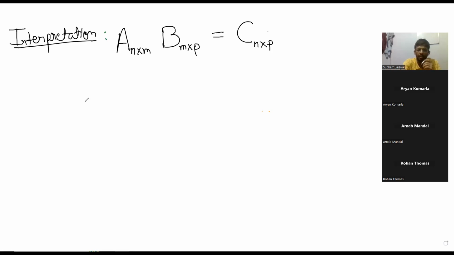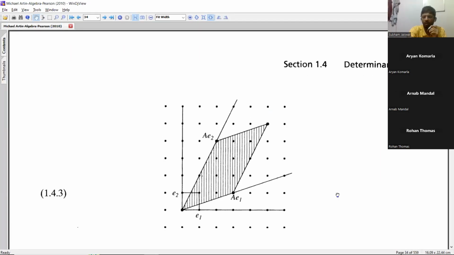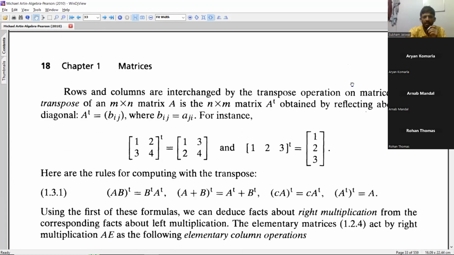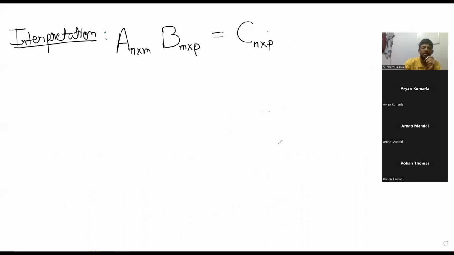It's for row reduction only? Let me verify it again. I think it is not for row reduction. Maybe you're talking about this picture. Yes, I am talking about this. Isn't this functional determinants? In the book I have, it's section 1.4.3, in the section on determinants. It is not in row reduction. So leave it.